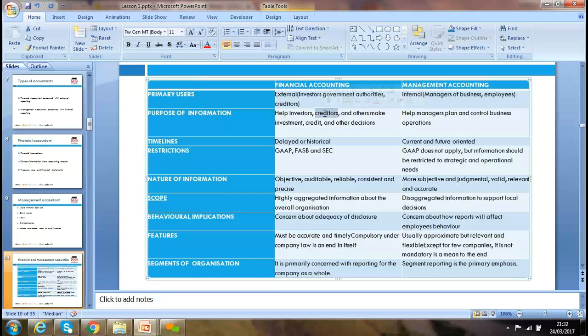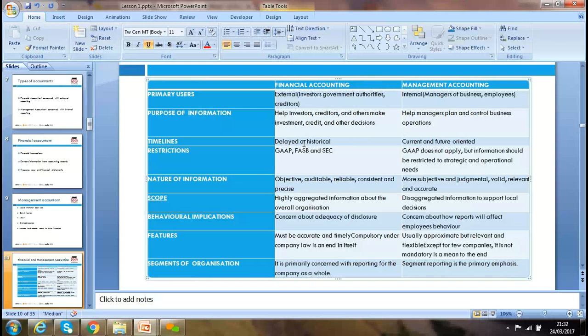Debtors mean our customers. Creditors mean our suppliers. So we make investments, they can give us credit, and all other decisions. Financial management helps managers to plan and control operations.